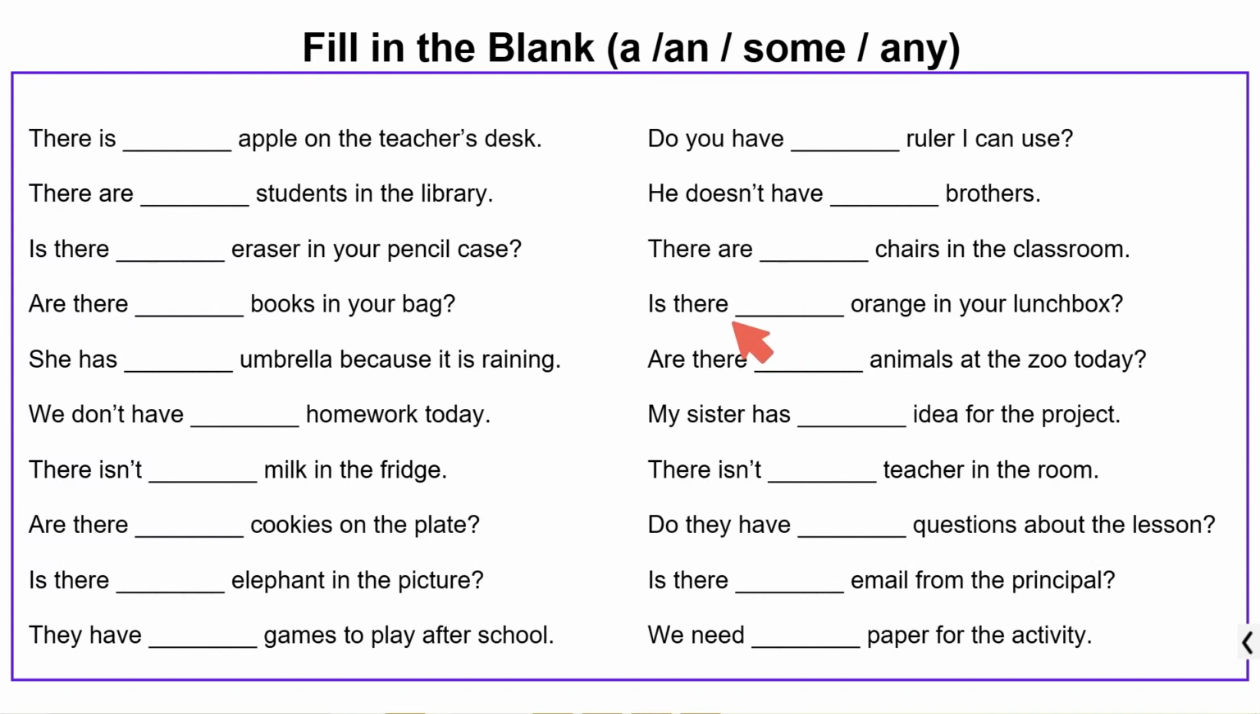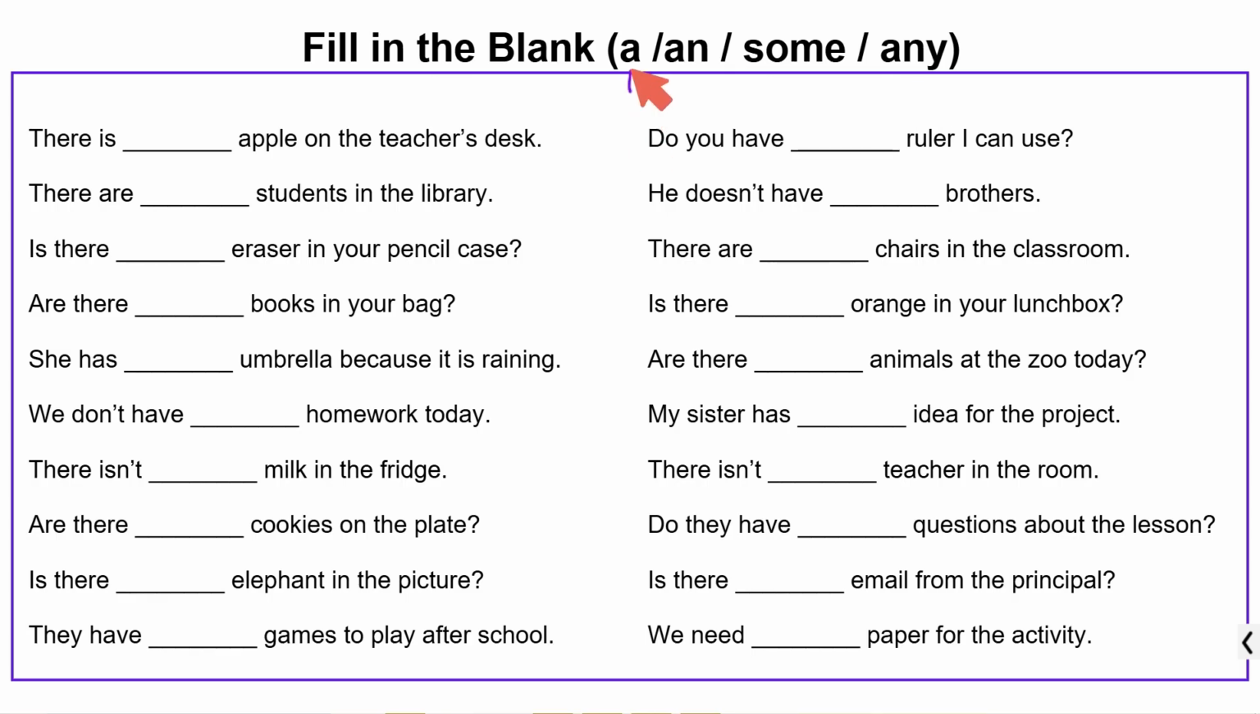You have seen these words before: a, an, some, and any, but you might be confused about when to use them. So by the end of this video, you will know how to use a, an, some, and any. So grab a piece of paper, grab your pencil, and let's practice.